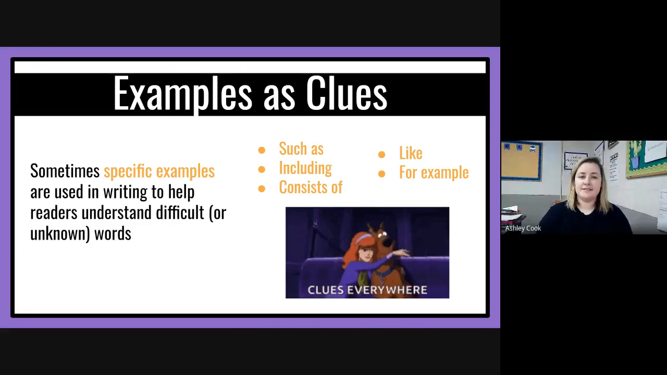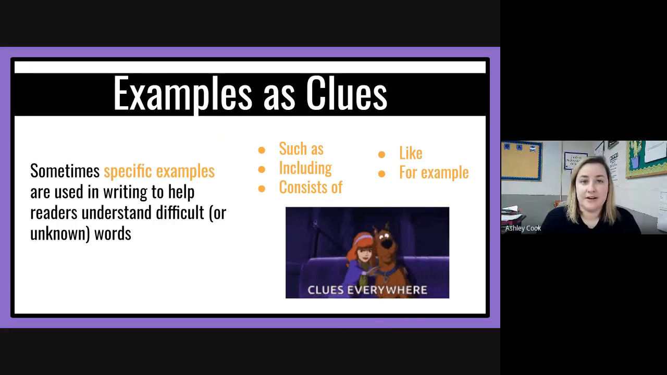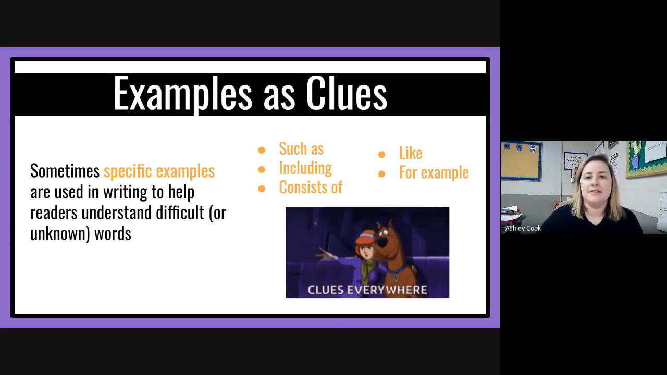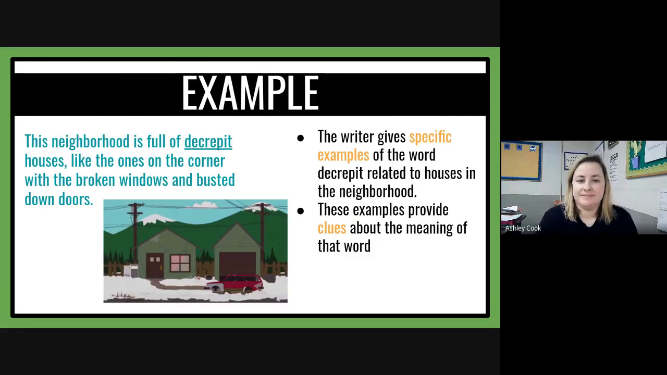Our first option for context clues is examples. Sometimes specific examples are used in writing to help readers understand difficult or unknown words. If you see words such as including, consist of, like, and for example, that is the author giving you a clue as to what a word means. We will show an example of that right here.